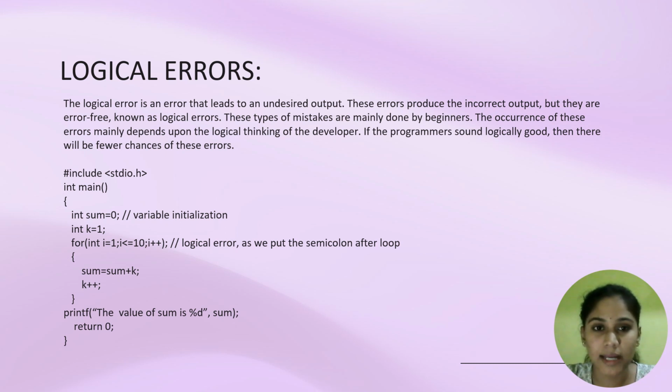Example: #include <stdio.h> header file, int main, declaring the main, int sum = 0, variable initialization, int k = 1, declaring the value of k as 1, for int i = 1; i is less than 10; i plus plus semicolon. This is a loop statement, but ending the loop statement with a semicolon causes error. Then sum = sum plus k plus plus. Here ending a loop with a semicolon is called a logical error.